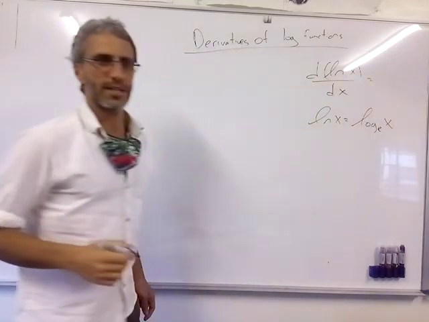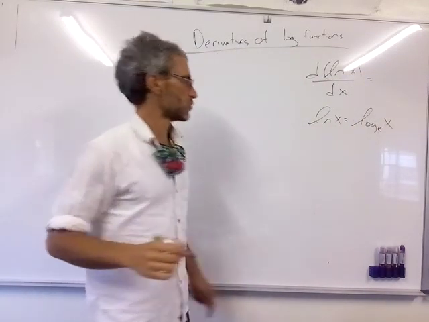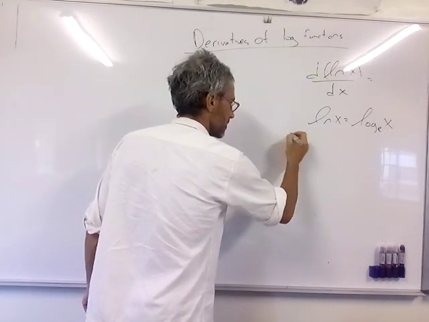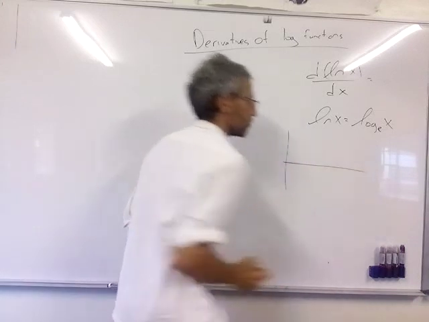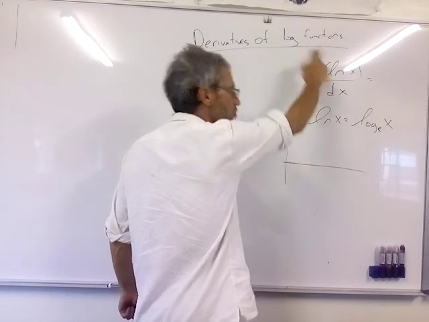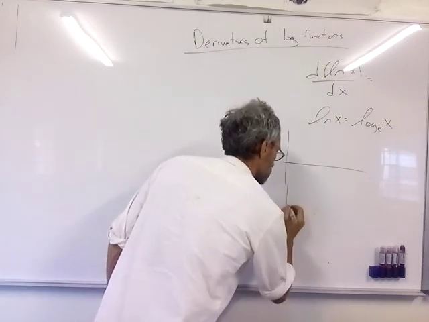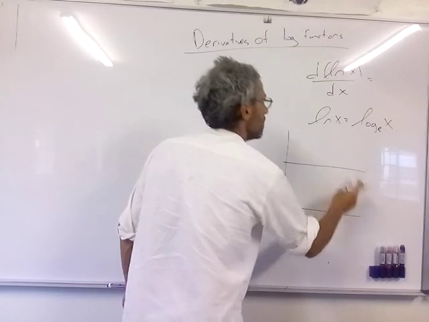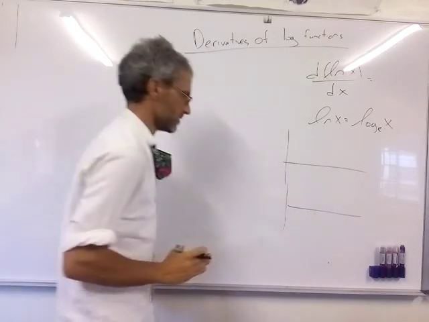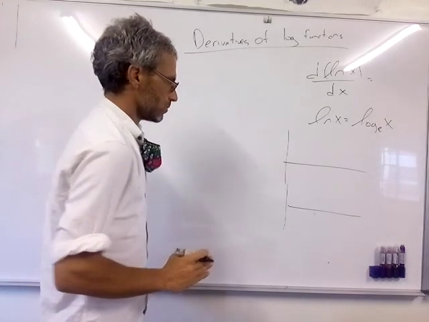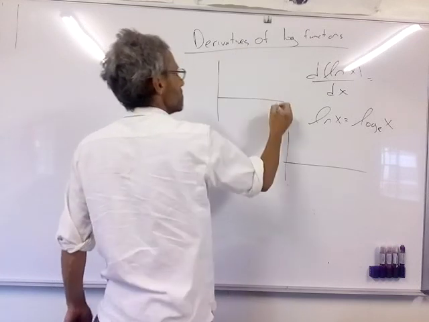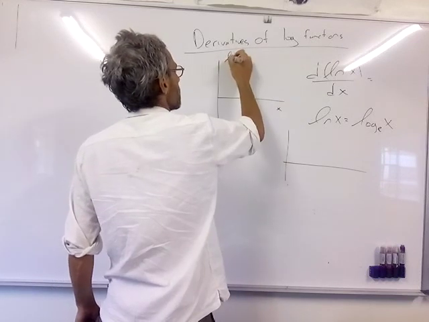Before we actually calculate it, we're going to calculate it using first principles. But before that, sometimes it's worthwhile looking at what the graph looks like. So to find out what the graph of the gradient looks like, we're going to start by finding the gradient of log x. So let's just draw log x first. This is going to be x, and this is going to be log x.